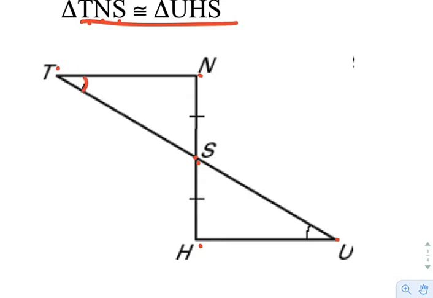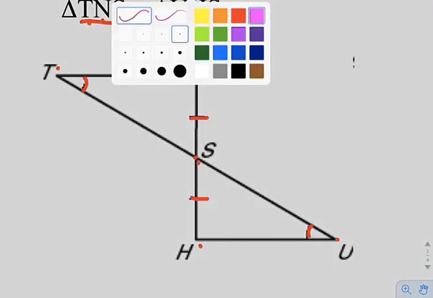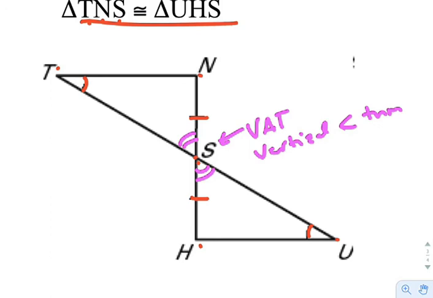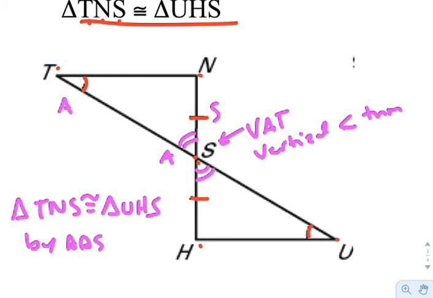So we have an angle on both. We have a side on both. We need one more piece of information to actually make this happen. But it looks like here, I have a stroke of luck, we got some vertical angles. So that's going to be the vertical angle theorem, or VAT for short. Okay, it looks like we're going to meet angle, angle, side, triangle congruency. So TNS congruent to UHS by angle, angle, side, triangle congruency. Okay, so that wraps that one.